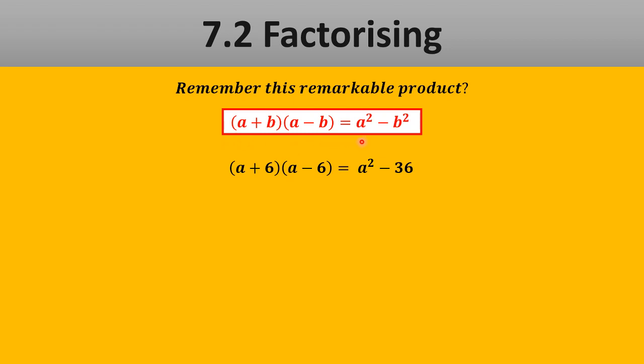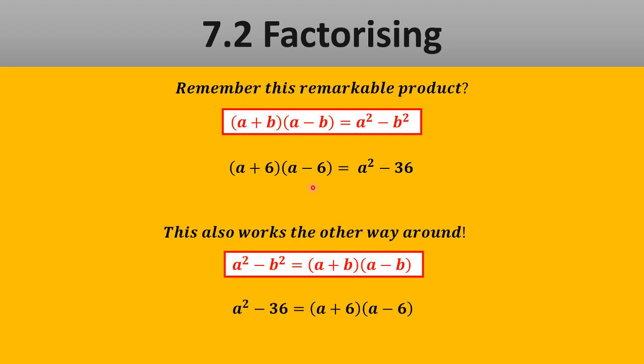And then we know we can calculate the answer in one go by saying, well, that's going to be a squared minus b squared. So for example, a plus 6 times a minus 6. You square the first thing, a squared, minus the second, in this case 6 squared, minus 36. It won't surprise you maybe to see that this also works the other way around. So if I have it like this, a squared minus 36, I can also rewrite this like this.